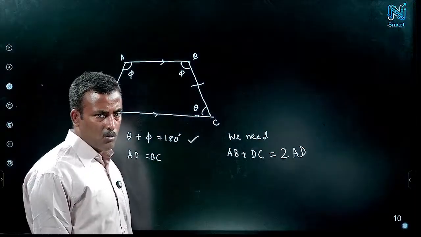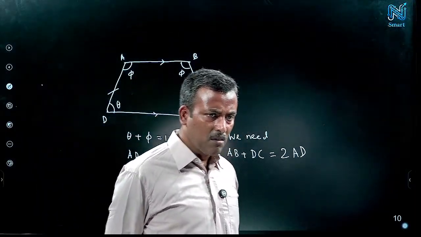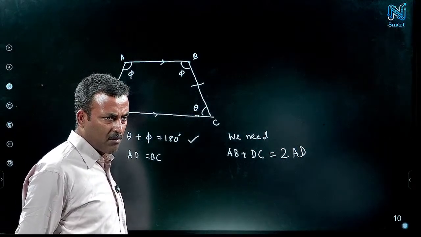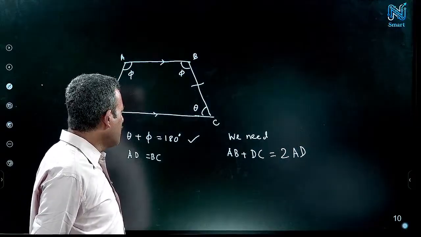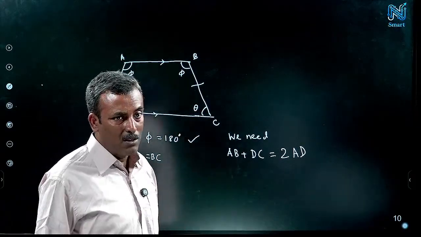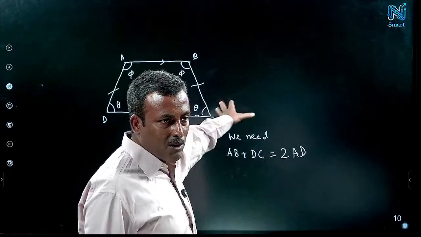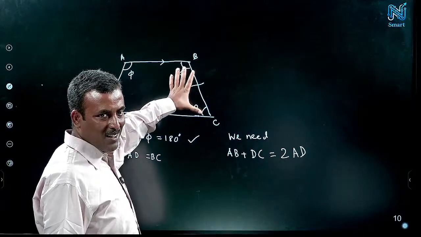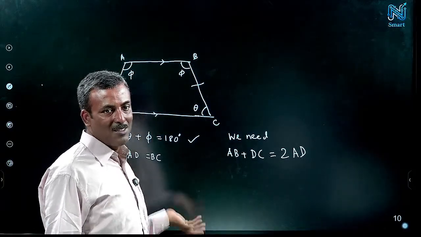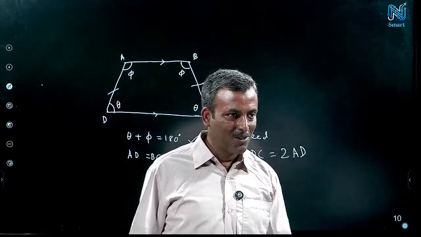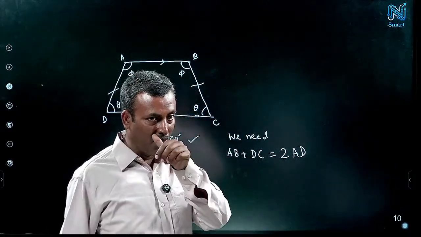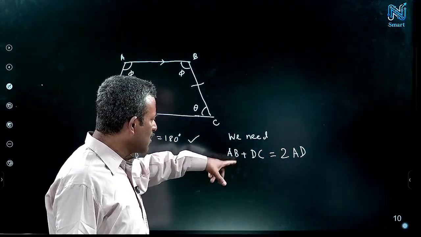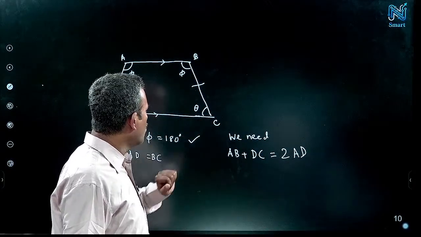AD equals BC. So is it true for any isosceles trapezium, or only a special type of isosceles trapezium? I mean, there are special cases, I guess. Obviously, if these two are 90 degrees, then it is a square, and a square is a subclass of that, right? If I take AD equal to BC equal to AB, and these are 90 degrees, then it is a square. So the square is also inside that. So is the square the only figure for this? That is the question. Can I draw any figure other than a square where AB plus DC equals 2AD?